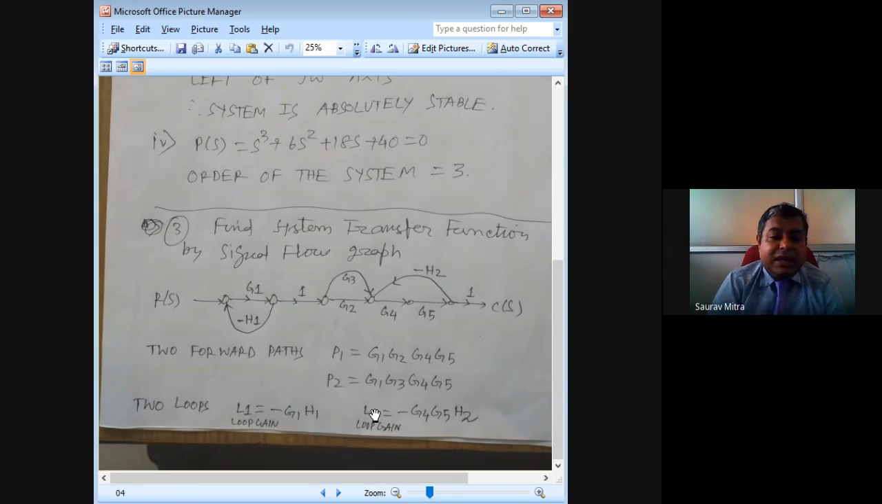So what are the things you can write? First thing you have to write, P1 is equal to G1, G2, G4, G5. This is the first forward path. The second forward path is G1, G3, G4, G5. This is the second forward path.